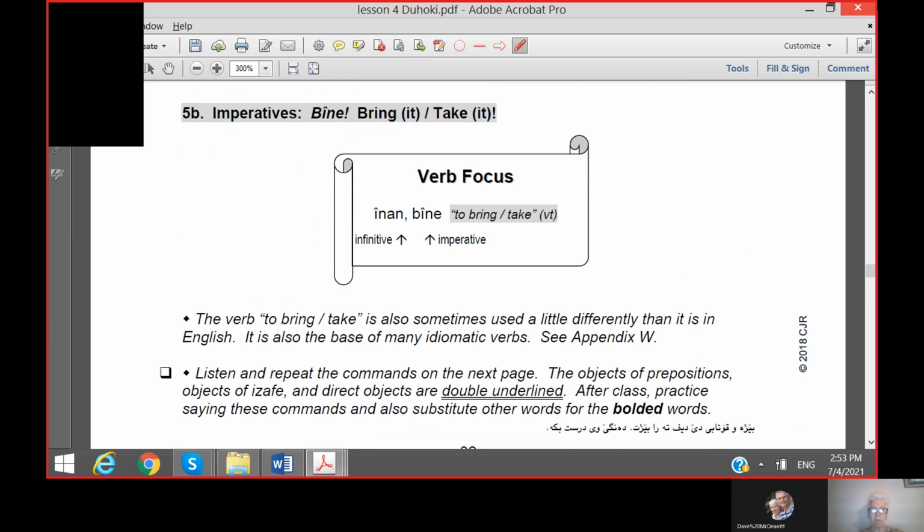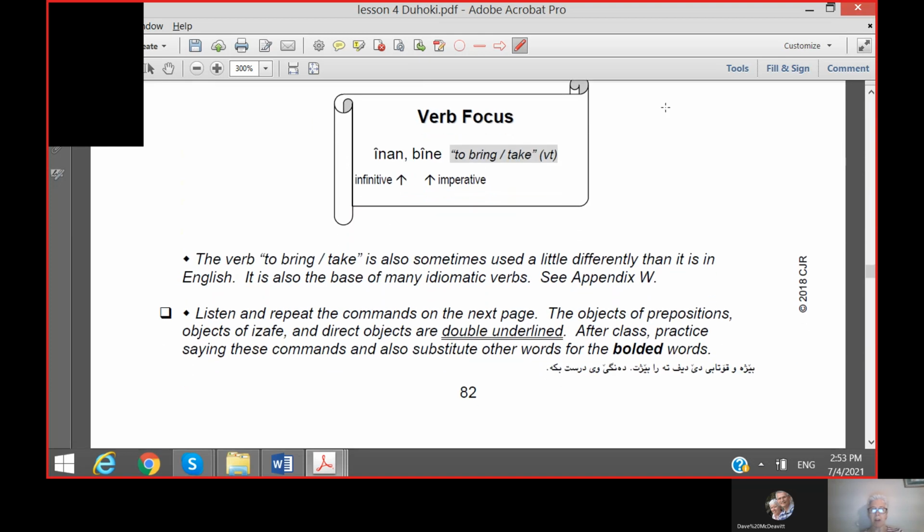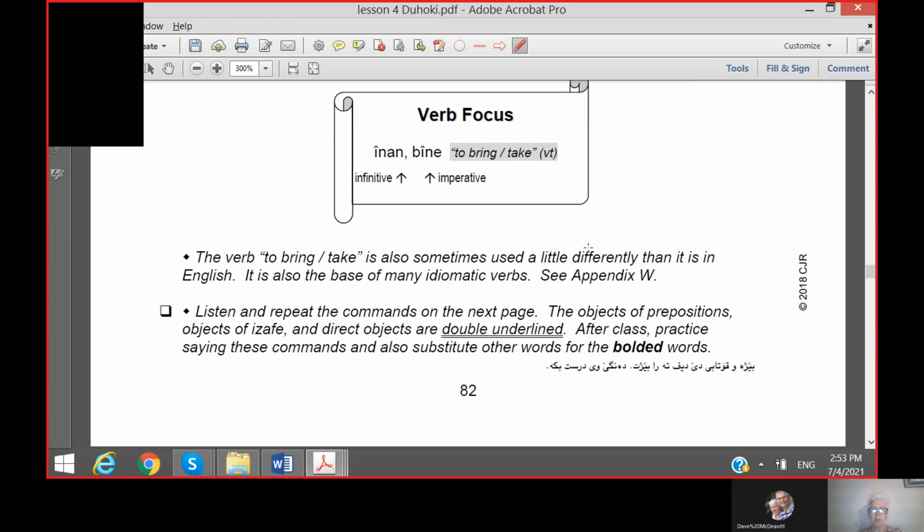And then we have a new verb, bina. The imperative is bina, which means to bring or take. This is sometimes used a little differently than it is in English. It's also the base of many idiomatic verbs. So listen and repeat the commands on the next page. Again, the objects of prepositions, objects of izafe, and direct objects are double underlined because they're in the oblique case.